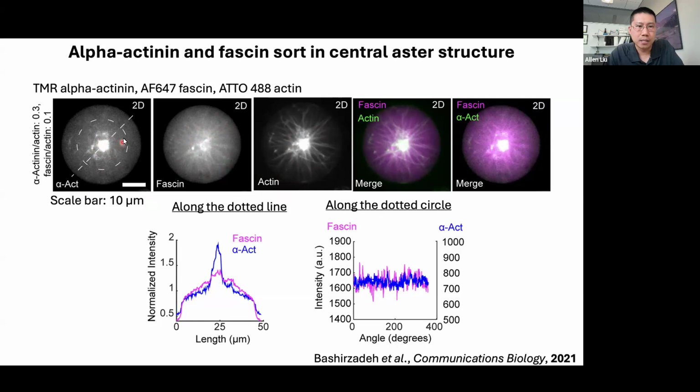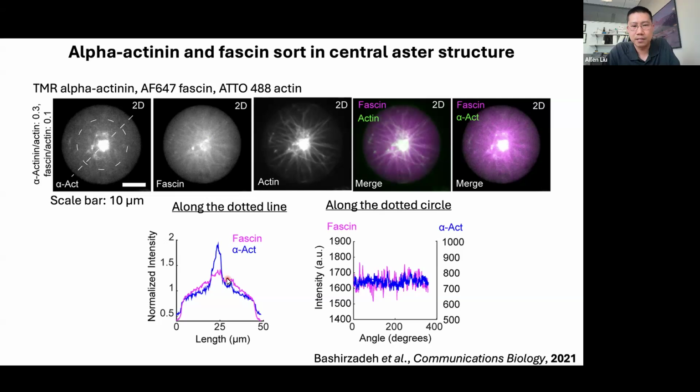If you do a line scan across the circular regions, you will see that the alpha-actinin will have these spikes, and the alpha-actinin, sorry, the fascin has these spikes. Sorry for that. The alpha-actinin is more or less flat. If you look at the line scan across, you see the alpha-actinin has a very pronounced signal in the middle compared to fascin. So what that's telling us is that these proteins will segregate on their own, very similar to the two filament system I showed you earlier.